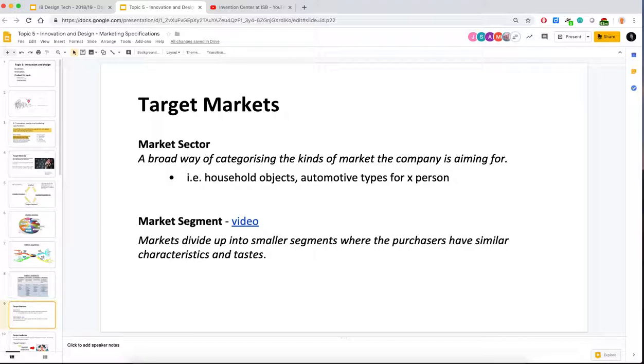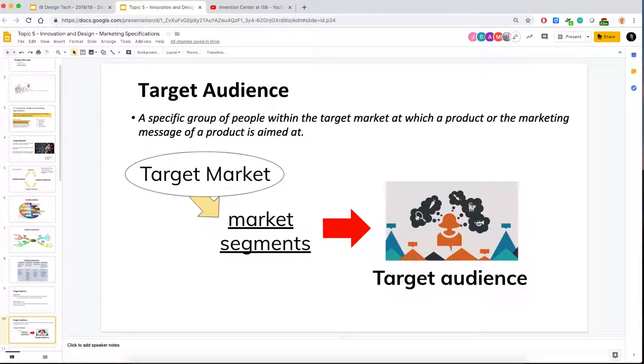I should make a better graphic. Maybe I'll make you make a better graphic. That's a good idea. Okay?